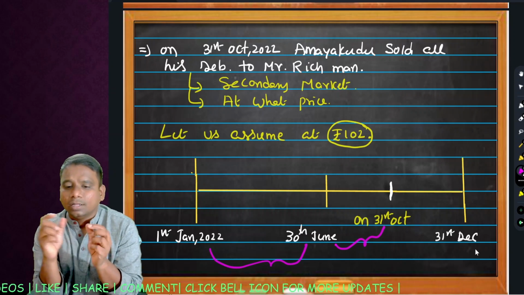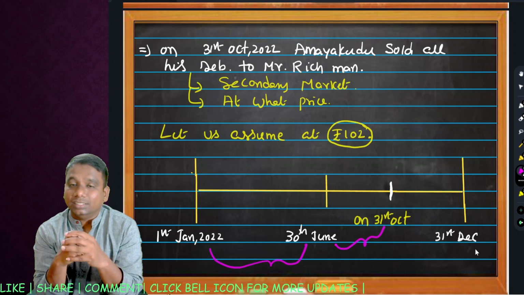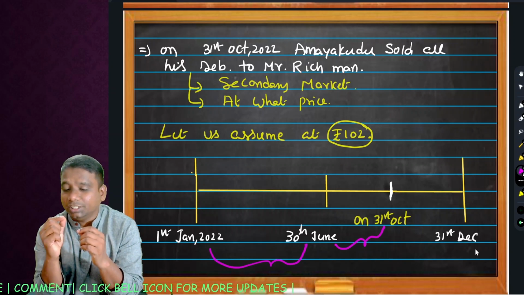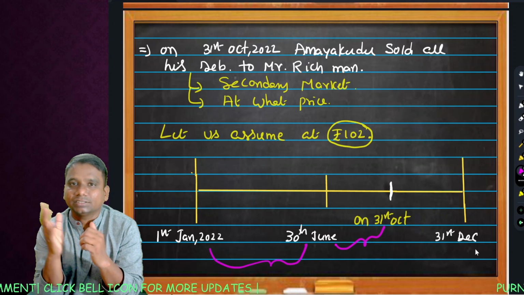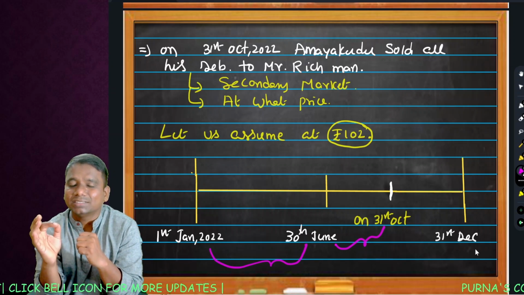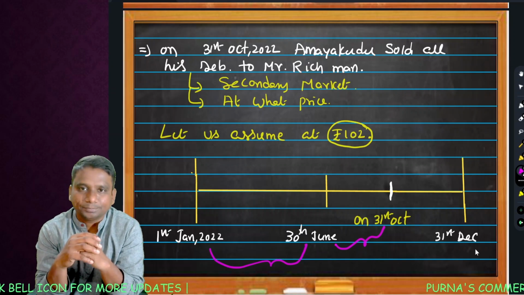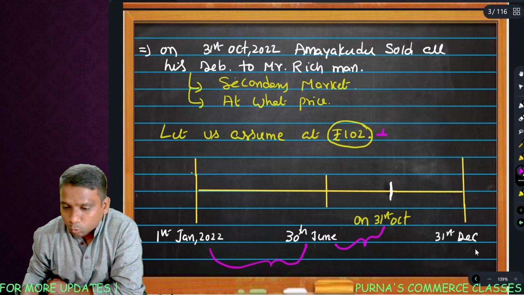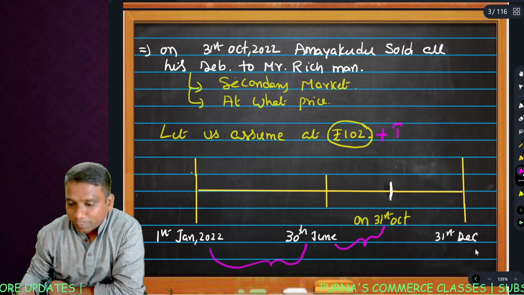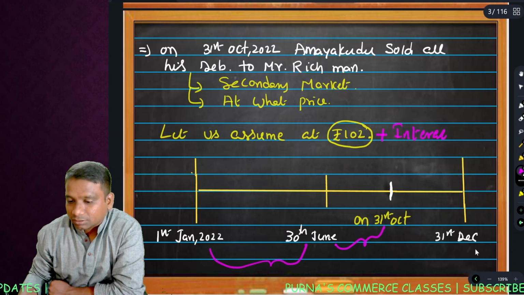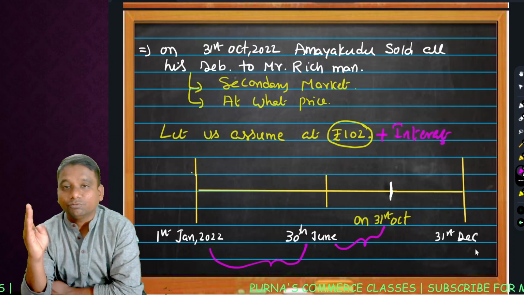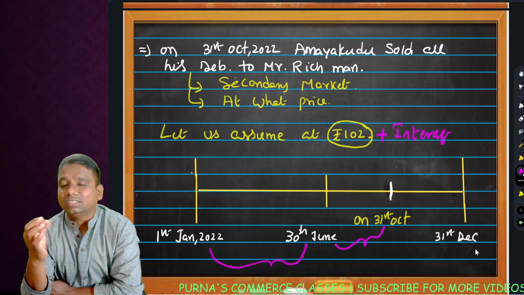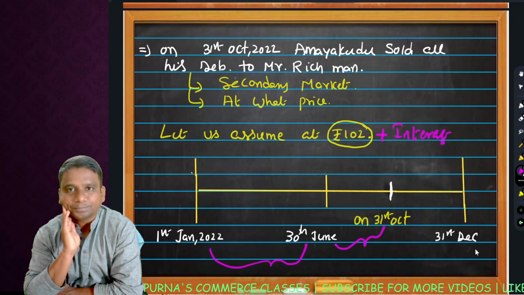But you tell me, on 31st December, who receives interest? You only. So I am losing this 4 months interest. So you have to compensate me. In addition to this 102 rupees, you have to pay me interest separately. Why? Because for these 4 months I am the holder of the investment, so I am losing interest here. You have to compensate me.